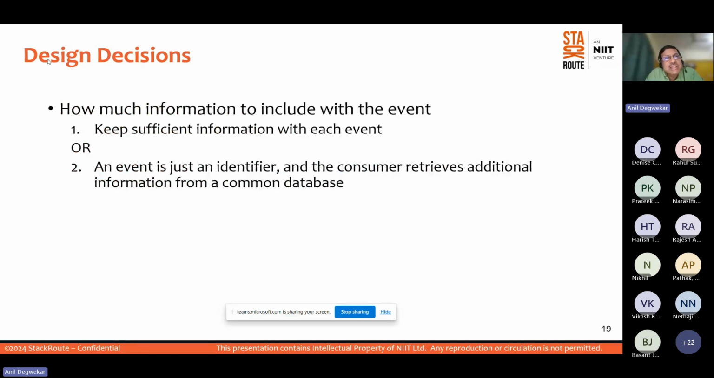So what kind of key design decisions do architects have to make, right? The first key decision is, when I'm feeding events into this event stream, how much information should I include with the event? Let's say there is an event which says a user has logged in. Do I give all the information about the user? What's the username, and what are the roles that person has, and how many attempts for login were made, and things of that sort, so that my consumer can act on it?